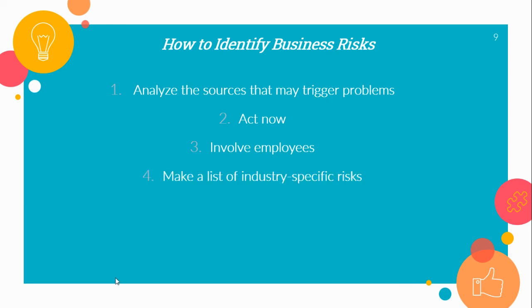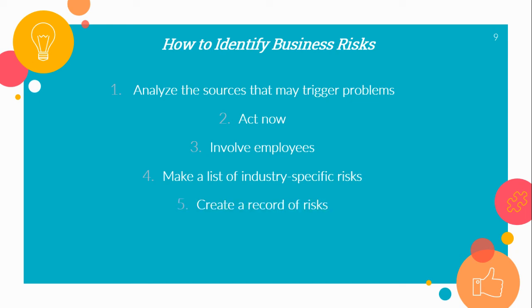Next is make a list of industry-specific risks. So by looking into the industry where the company operates, managers will be able to identify the possible risks that the business may face. If the same risks happen to other companies in the same industry, there is likely chance that it will happen to your company as well. Therefore, businesses should be ready with a list of solutions or steps to address the risk.